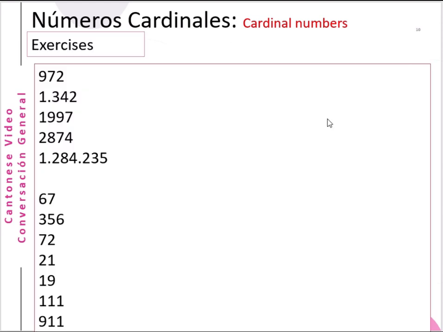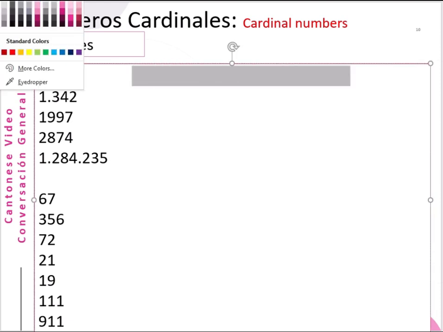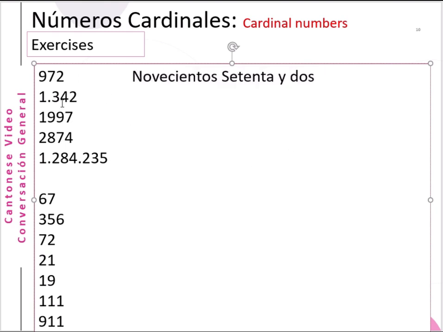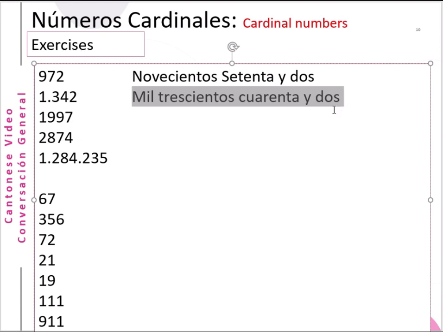Okay, after we have learned all the cardinal numbers of Spanish, we are going to do some exercises. I have provided you with different numbers here, and you should try to use Spanish to read these numbers out. 972, so the answer should be novecientos setenta y dos. And 1.342, and just to remind you, this dot is the separator of the thousands and the hundreds in Spanish. So 1.342 means 1,342. 1,000 is mil, 300 trescientos, 42 cuarenta y dos. So the answer, mil trescientos cuarenta y dos.